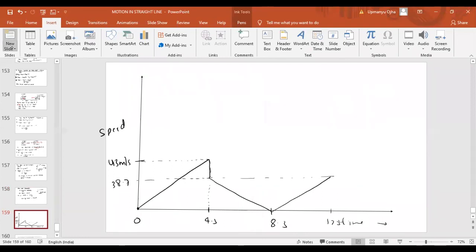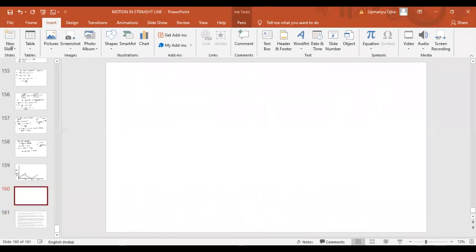Any other problem in NCERT? Somebody asked me 3.19, I think. Can you confirm it? There are no other doubts in NCERT.